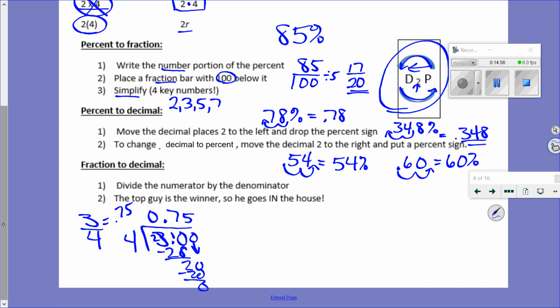Now, quick side note. If that winner in the house doesn't help you out, here's another thing to think about. If you have done the math and I have a fraction, am I going to get an answer bigger than 1 or less than 1? Less than 1. So if I do the division and I get an answer bigger than 1, what does that tell you? You put the numbers in the wrong spot. So redo it, switch your numbers around, put that winner inside the house, then you'll be okay.